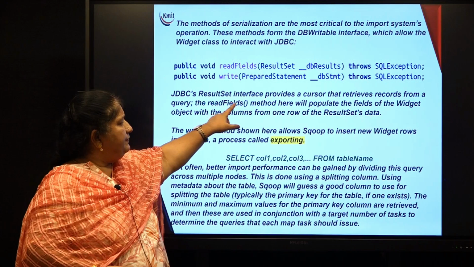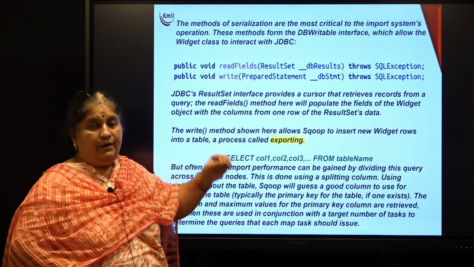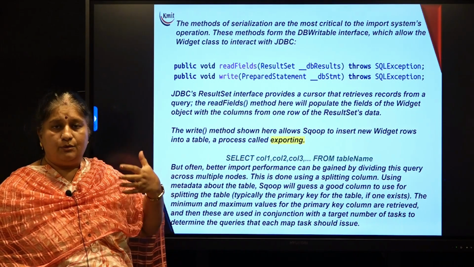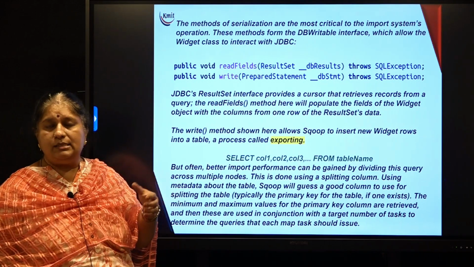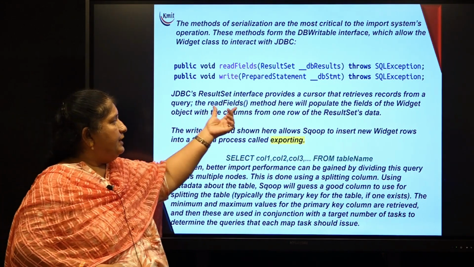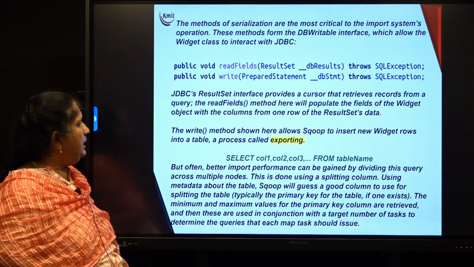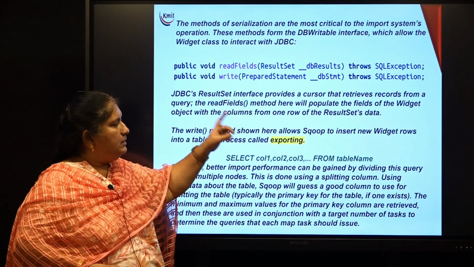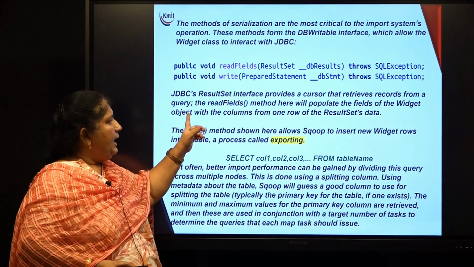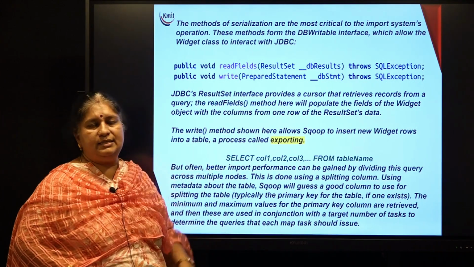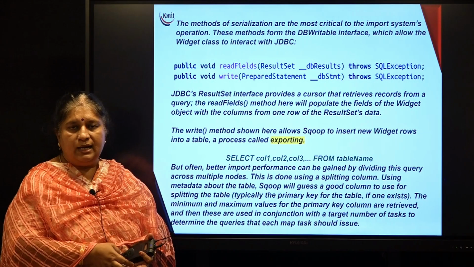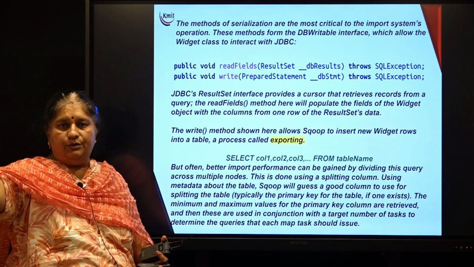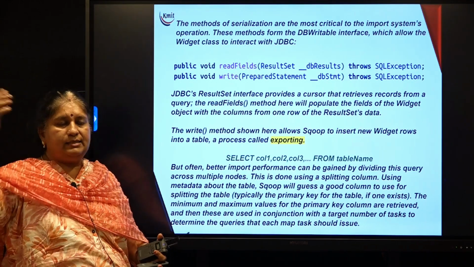The ResultSet interface provides a cursor. Why are we talking about a cursor? Because what if my table gives me multiple rows? I have to hold them in a cursor. This is like a PL/SQL cursor. So it will provide a cursor which retrieves records from the table and holds them. The readFields method will populate the fields of the widget object from the columns of one row of the result set data. So it puts them in the cursor. readFields takes one row from the cursor and writes it into the file, then the second row from the cursor, and writes it into the file.